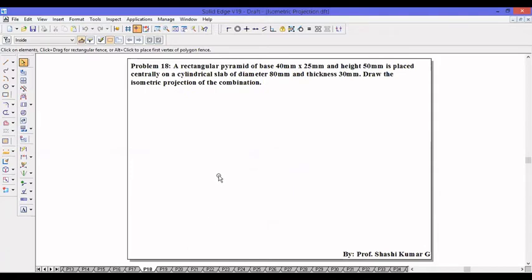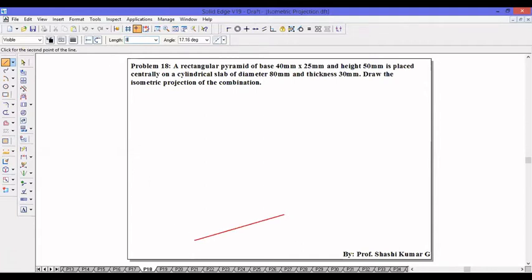Let's move on to example problem number 18. A rectangular pyramid 20 by 25 and height 50 mm is placed centrally on a cylindrical slab of diameter 80 mm. So the cylindrical slab is given 80 mm at 30 degrees. So 80 at 150 degrees, 80 at minus 150, and 80 at minus 30. So this is the base square to construct the ellipse for the cylinder.